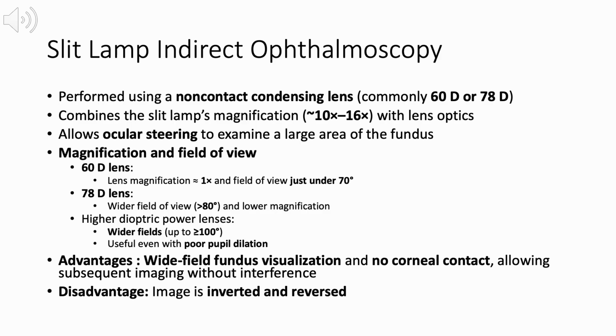With a 60 diopter lens, lens magnification is approximately 1 times, with a field of view just under 70 degrees. A 78 diopter lens provides a wider field of view, greater than 80 degrees, at the expense of lower magnification. Higher dioptric power lenses further expand the field of view, up to or exceeding 100 degrees, and are particularly useful in patients with poor pupillary dilation. Key advantages of slit lamp indirect ophthalmoscopy include wide-field fundus visualization and the absence of corneal contact, which allows subsequent imaging without interference. The primary disadvantage is that, as with other indirect techniques, the resulting image is inverted and laterally reversed.